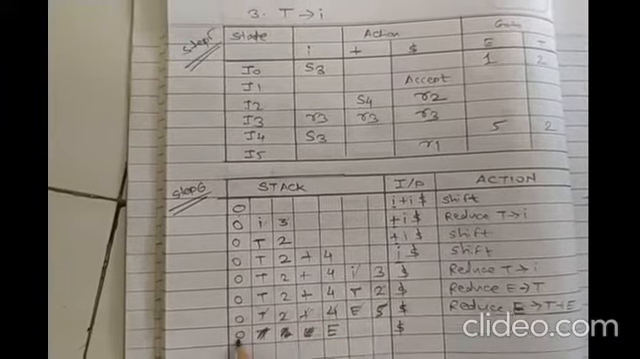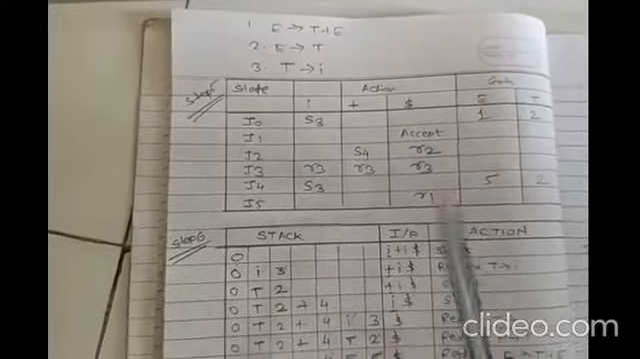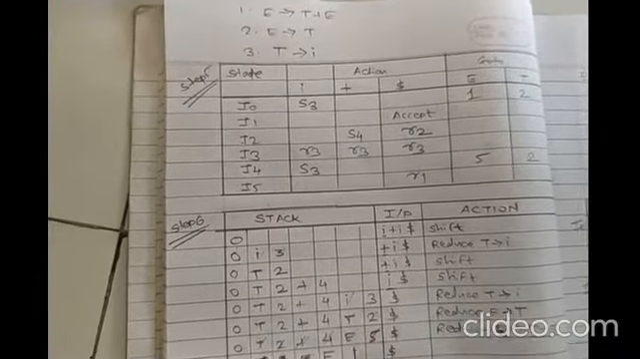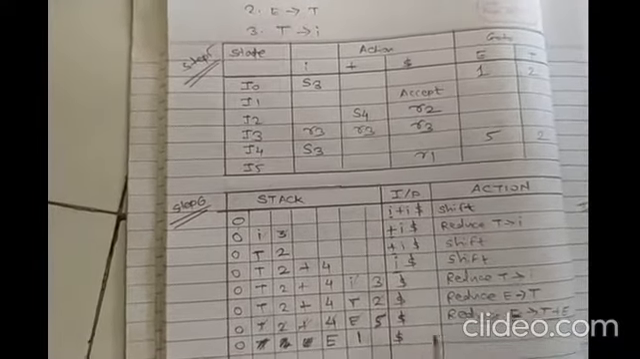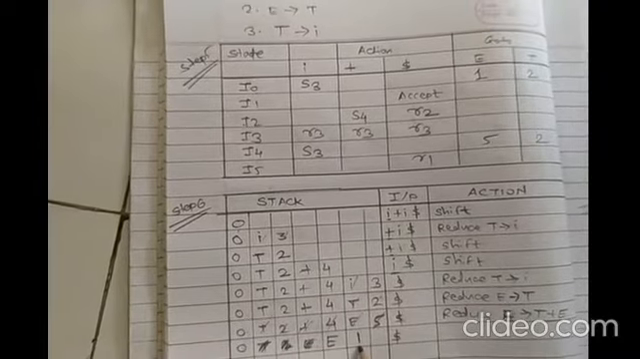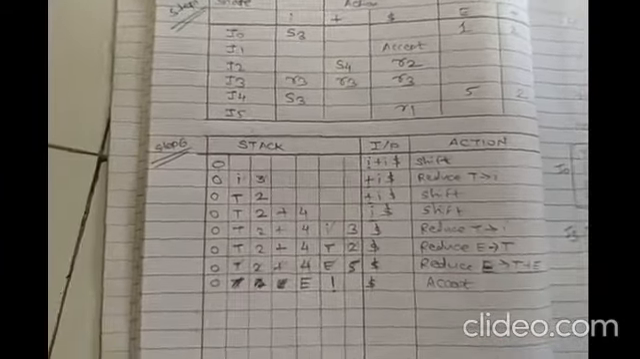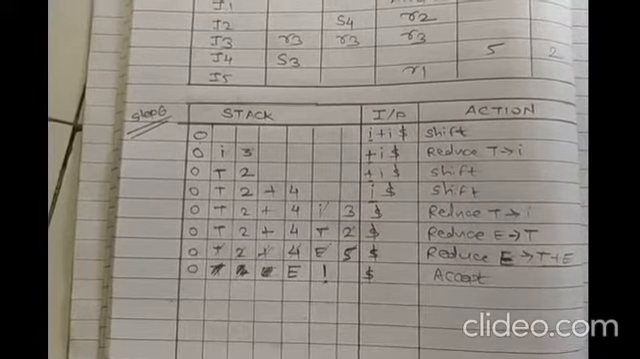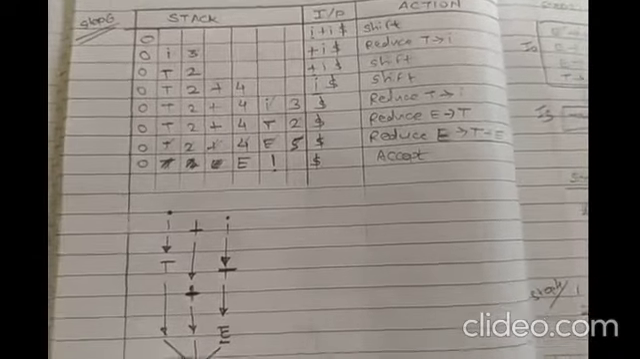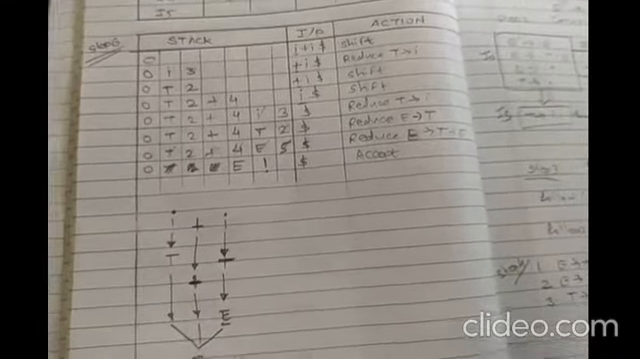We have to see 0 on E. So 0 on E is what? 0 on E is 1. So the new state will be 1. And in the next step we have to see from top of stack, that is 1 on dollar. So 1 on dollar is what? 1 on dollar is accept. So in this way the string got accepted. I'll show you how the string got reduced. So how it got reduced, just see.